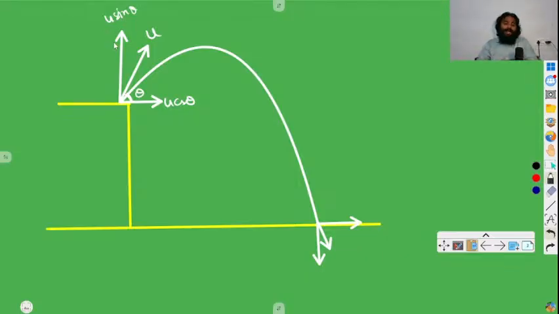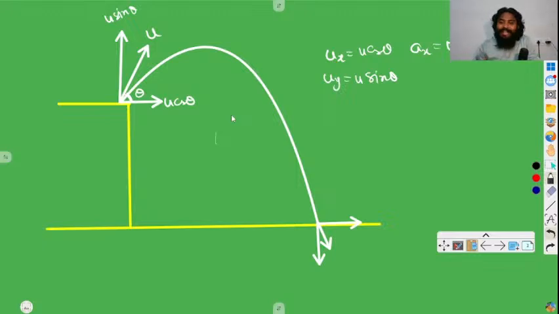So it will split, and as it is, but before, in the earlier case, there is no initial vertical speed. But here ux is equal to u cos theta, uy is equal to u sin theta, and ax is equal to 0. There is no acceleration due to gravity along the x-axis, and ay is equal to minus g. We are projecting in the upward direction, right? And here ay is equal to minus g.